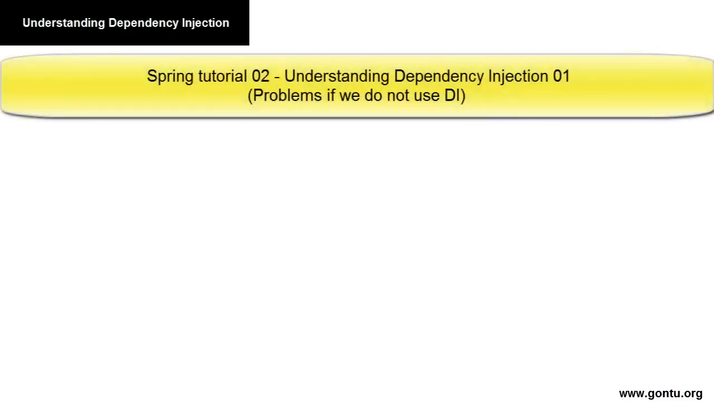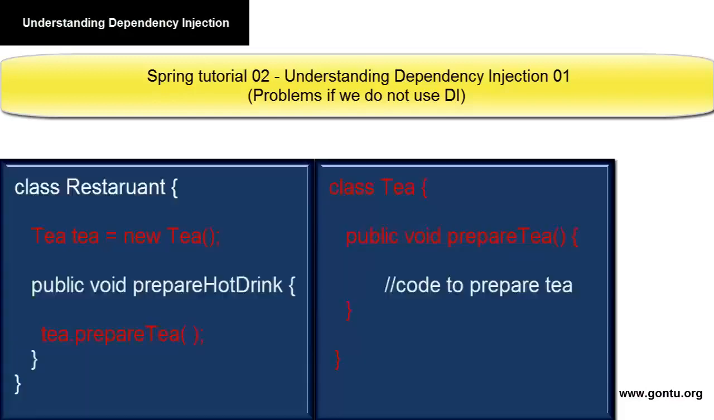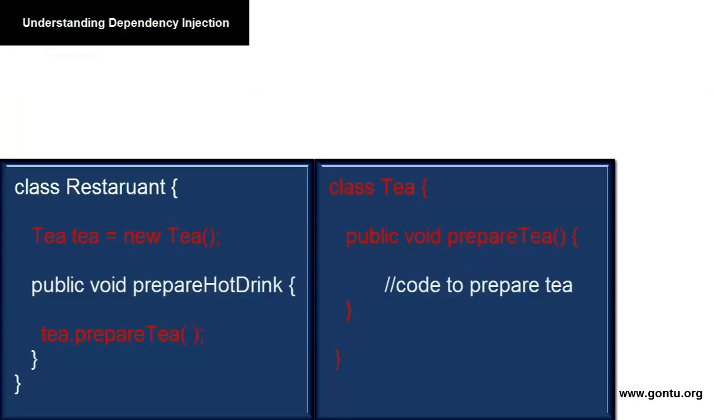Hi guys, and welcome to the Gone2 series. This is in continuation to part 1, where we saw all the problems which may arise if you are creating an object inside another class using the new operator, with the help of a restaurant and tea class example. We clearly understood how bad your class's design is when you create a direct dependency of one class over another.